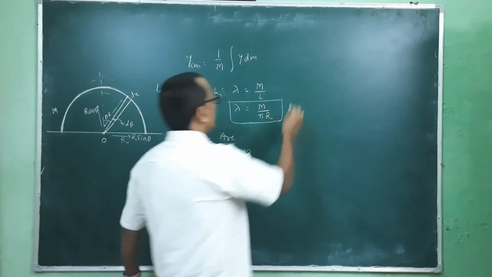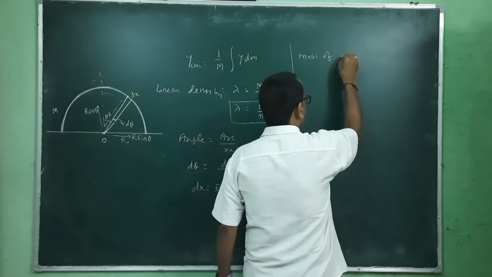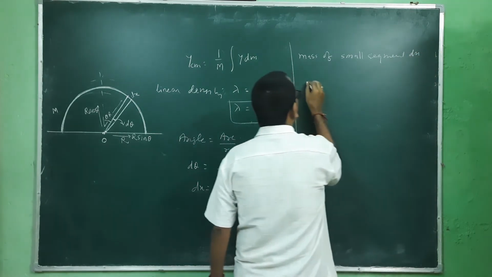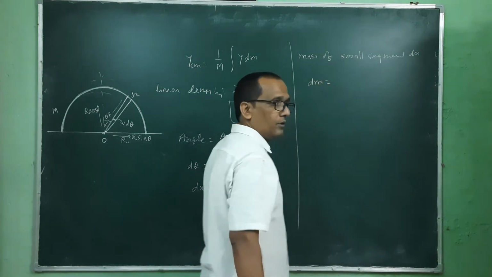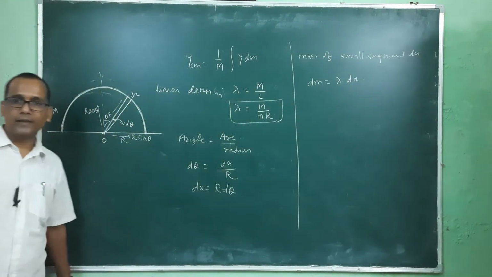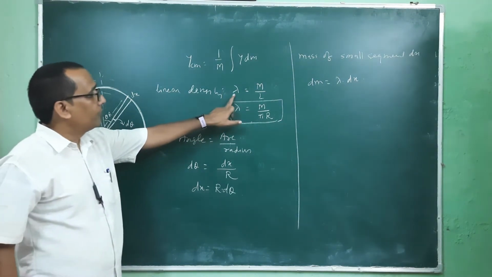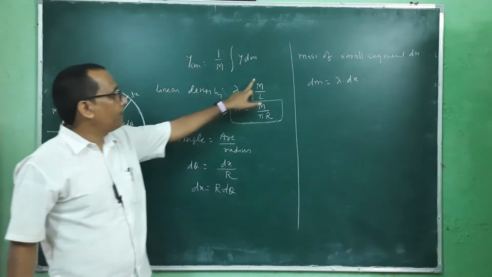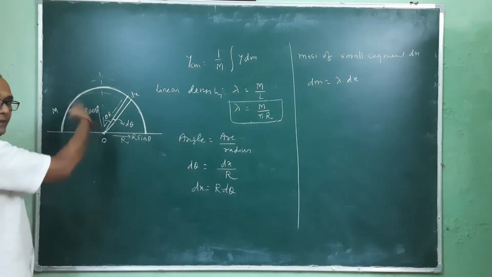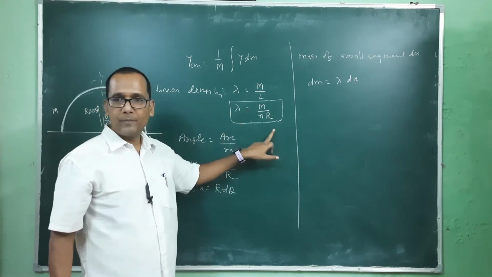So the mass of a small segment dx, that is dm, is equal to density multiplied by dx. Okay, I am just repeating the complete term. What we did, we calculated this lambda. Lambda is equal to mass upon length, and the length is just half of the perimeter, and half of the perimeter is pi r, because the complete perimeter is 2 pi r. So lambda is equal to m upon pi r.